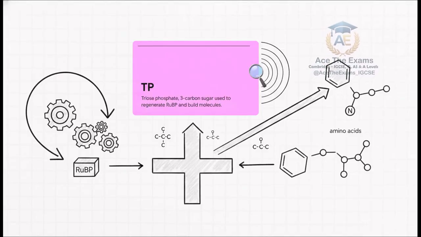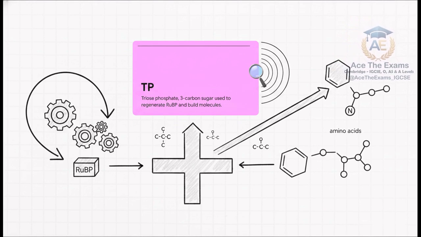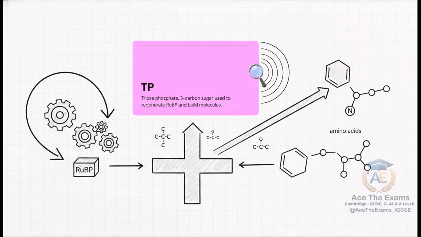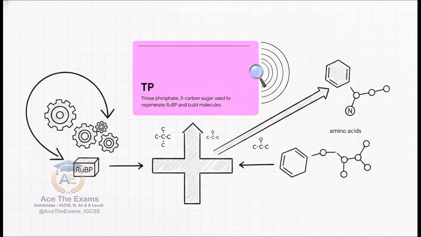Finally, through reduction, we get TP, triose phosphate. This is the 3-carbon sugar used to regenerate RuBP and build organic molecules. Think of TP like a biological crossroads. It has 2 main pathways. A big chunk of it gets used up regenerating RuBP to keep the Kelvin cycle spinning, while the rest gets siphoned off to build the plant's actual organic molecules like glucose, amino acids, and lipids.